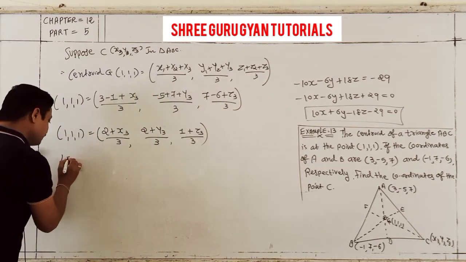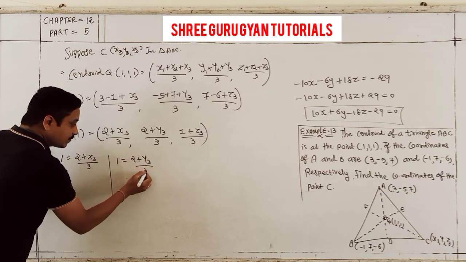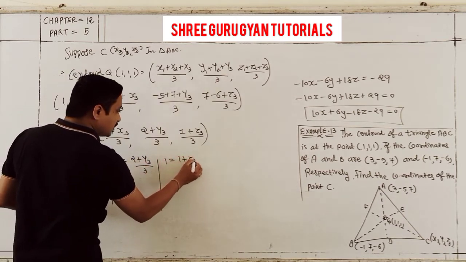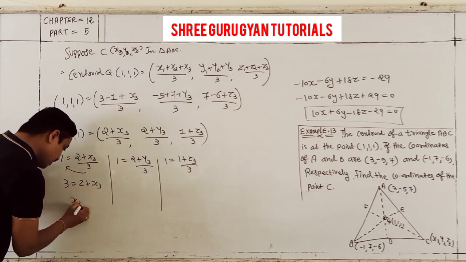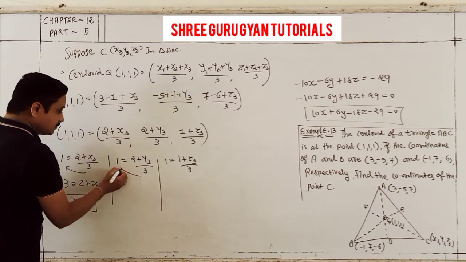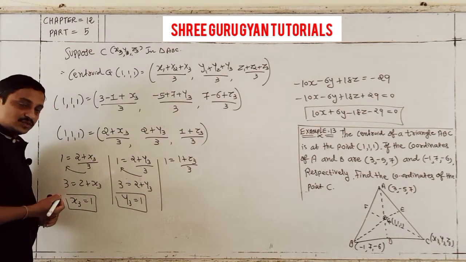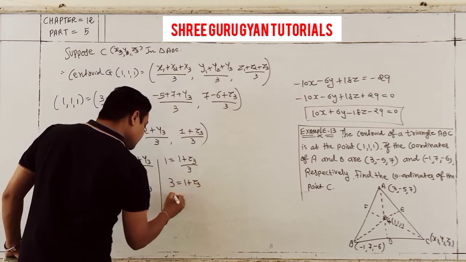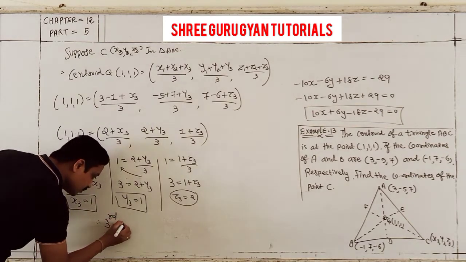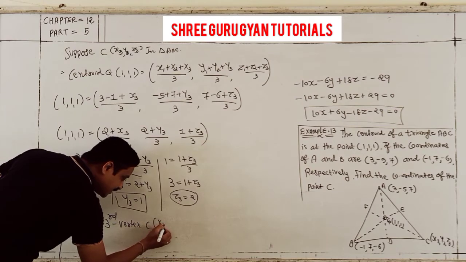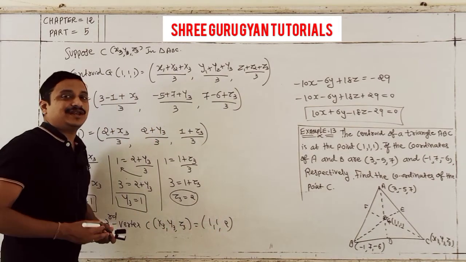Now first compare 2 plus x3 by 3. Similarly 2 plus y3 by 3. And last 1 plus z3 by 3. So my answer is 3 equals 2 plus x3, x3 becomes 1. Same here, 3 equals 2 plus y3, so y3 becomes 1. And last, z3 becomes 2. It means students, your third vertex C is ready. x3, y3, z3 will become 1, 1 and 2.